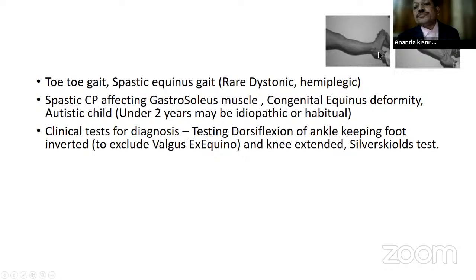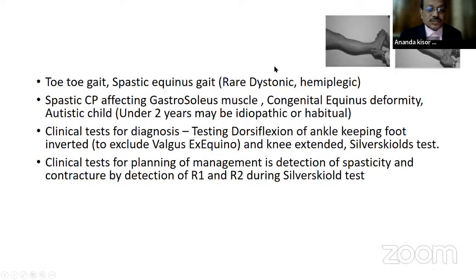We have to hold the foot, keeping the heel inverted, in inversion, to prevent the valgus equinus. This is the test. And after that, all of you know how to test the Silfverskiöld test. So holding the foot in this manner, we have to check the dorsiflexion, keeping the knee extended, and also we have to keep the knee at 90 degrees, whether the dorsiflexion is increased or not. So this is the Silfverskiöld test.